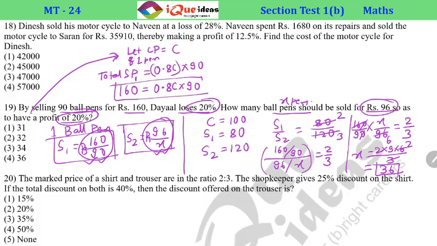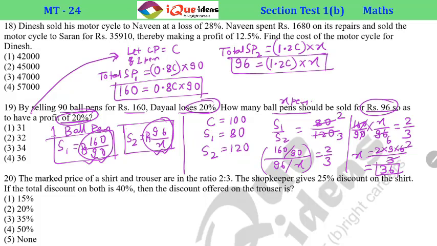Similarly, total selling price in the second case will be equal to, let's see, the cost price is C of one item, profit of 20%. So it is 1.2 C into the number of items in the second case, let's say it is X. And the total selling price in the second case is given 96. So 96 is equal to 1.2 C into X. So these are the two equations and we have to find the value of X from here.